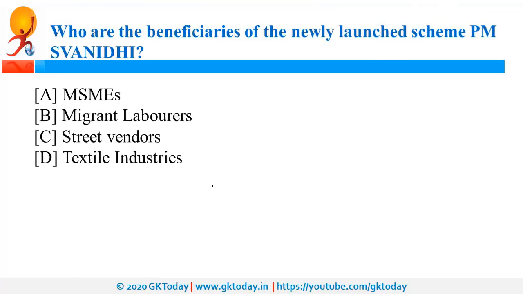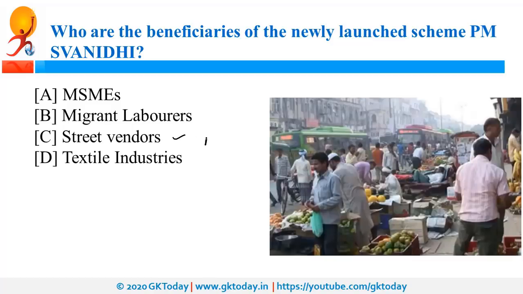Next question is, who are the beneficiaries of newly launched scheme PM Swanidhi? So this scheme has been launched for street vendors and this scheme has been launched by Ministry of Housing and Urban Affairs. Present Minister is Hardeep Singh Puri. Ministry of Housing and Urban Affairs was also in news because of its 5-star rating scheme. So this rating is related to the garbage free tag in the city.